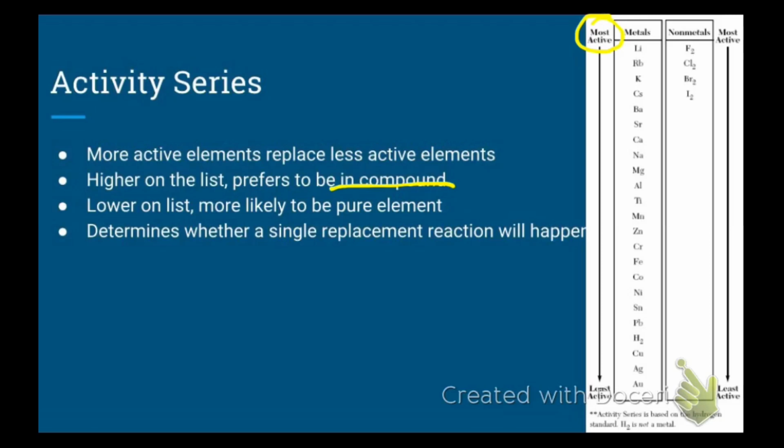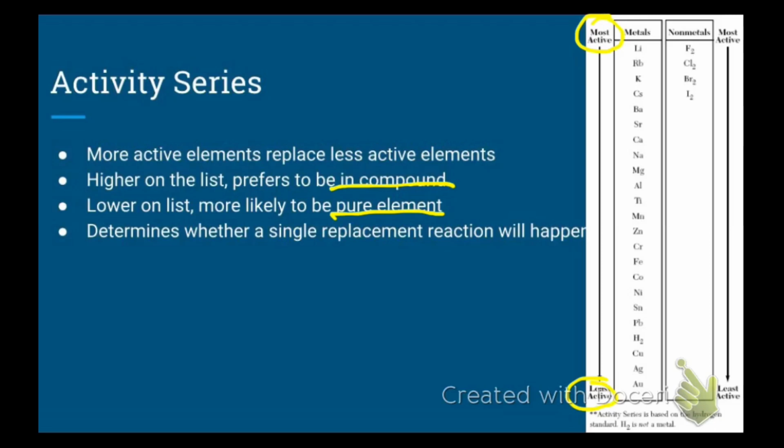If lithium's already in the compound, it's just going to stay there. You're not going to have a reaction. If it's lower on the list, it's less active. That would rather be a pure element. So, high on the list, wants to be in the compound. Low on the list, would rather be a pure element or is okay with being a pure element. Looking at your activity series is how you're going to determine whether or not a single replacement reaction will happen. Nice thing is then if it doesn't happen, you can just write no reaction and move on.